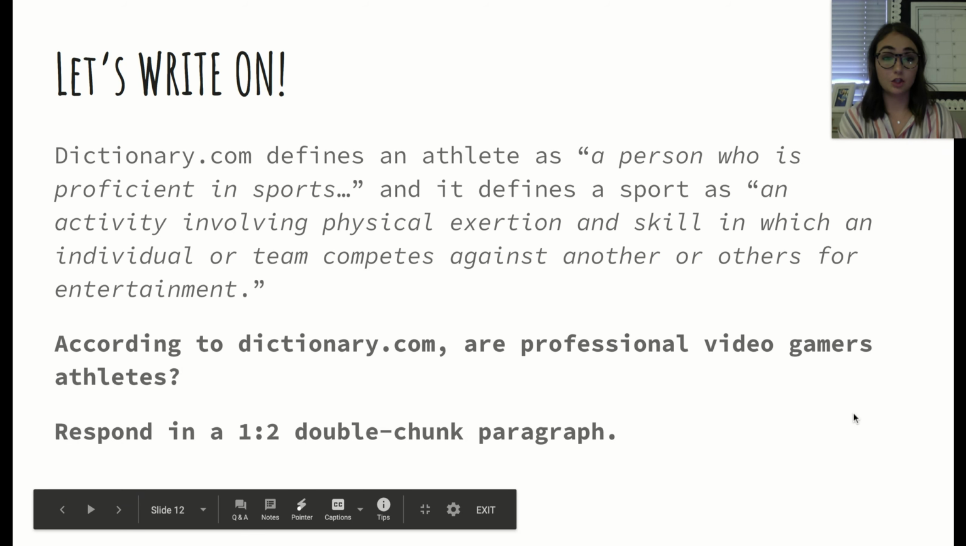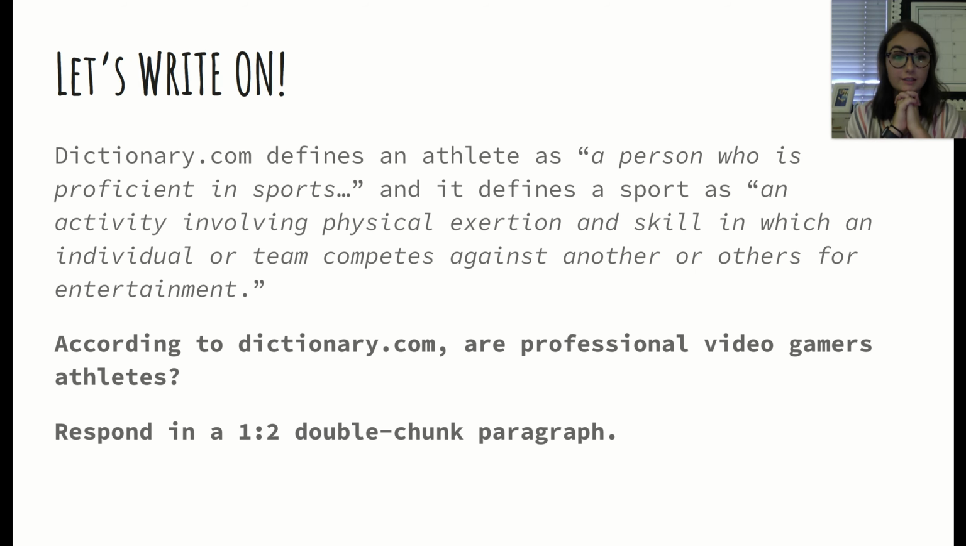Because you are about to write. This prompt has nothing to do with social studies, but I thought it was interesting. It could possibly be divisive and something that you probably have an opinion on. But here is your prompt. Dictionary.com defines an athlete as a person who is proficient in sports, and it defines a sport as an activity involving physical exertion and skill in which an individual or team competes against another or others for entertainment. So I've given you your sources. According to dictionary.com, are professional video gamers athletes? Respond in a 1 to 2 double chunk paragraph.